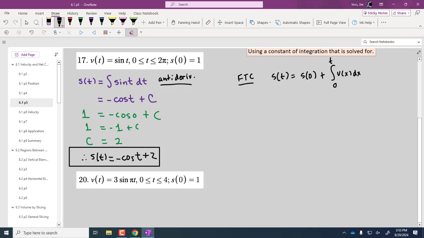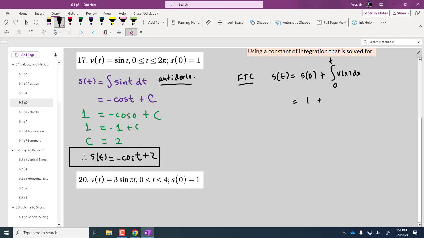Because it generalizes more easily to other scenarios. So that is the formula that we talked about earlier. This gives us the displacement, and we add the displacement to the initial position. So let's see what we get. We're told the initial position is 1.